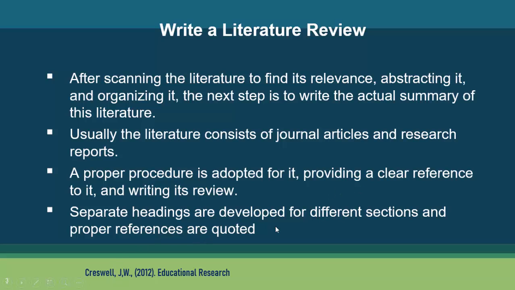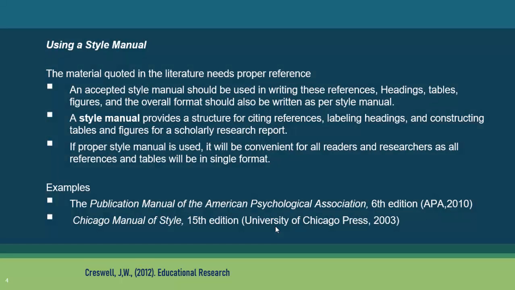Separate headings are developed for different sections and subsections. The whole literature can be divided into sections and subsections depending upon the nature of the study. For each literature review, a style manual is used. The material quoted in the literature needs proper reference. An accepted style manual should be used in writing these references. Headings, tables, figures, and the overall format should also be written as per the style manual. It is necessary to write the literature according to a standard format, like the APA format or the Chicago manual, or there are a large number of other formats available as well.